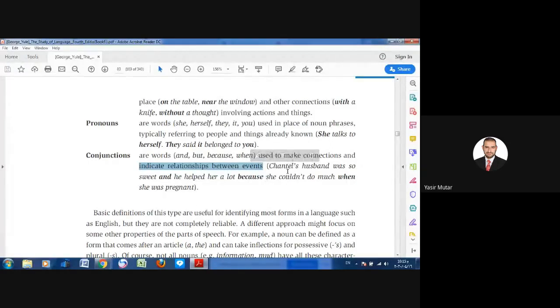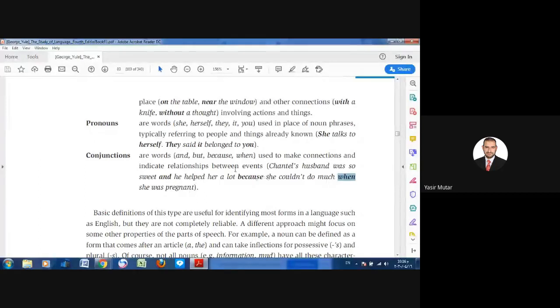For example, Chantal's husband was so sweet, and he helped her a lot because she couldn't do much when she was pregnant. So here we have "and" here joined this sentence, and also here. This is cause and effect, because she couldn't do much when. Also this is a connection here, this is also a connection here.